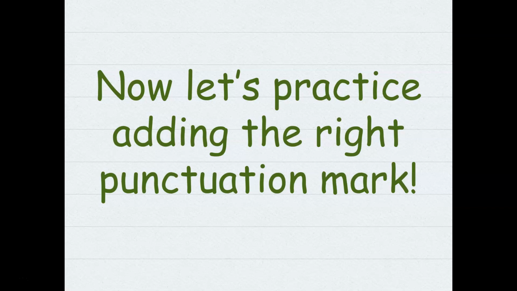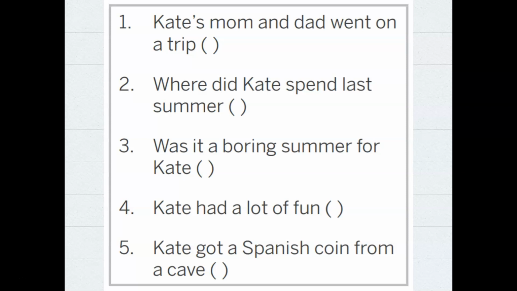Now, let's practice adding the right punctuation mark. Let's look at these sentences. As we read each sentence, we're going to talk about what kind of punctuation mark we should add at the end. Number 1, Kate's mom and dad went on a trip. This is a statement, so we need to add a period.